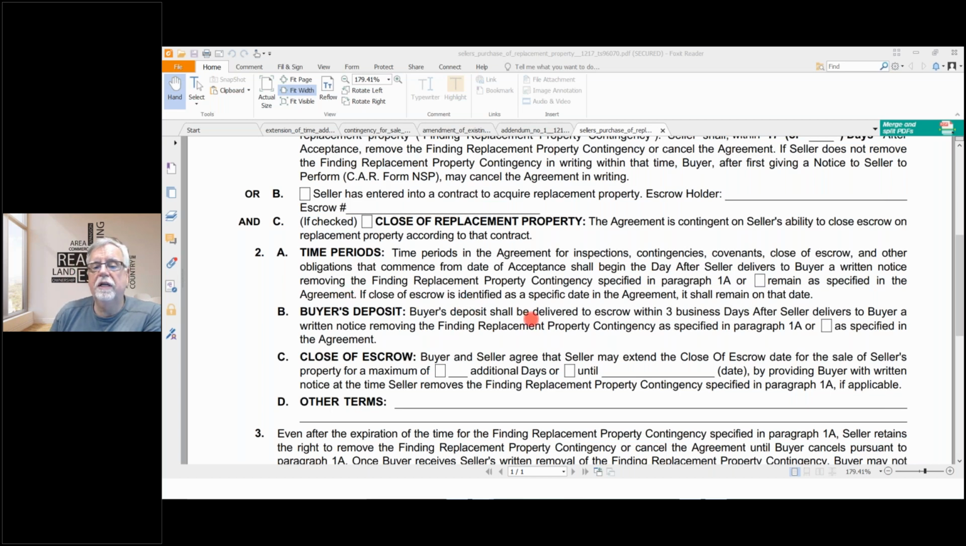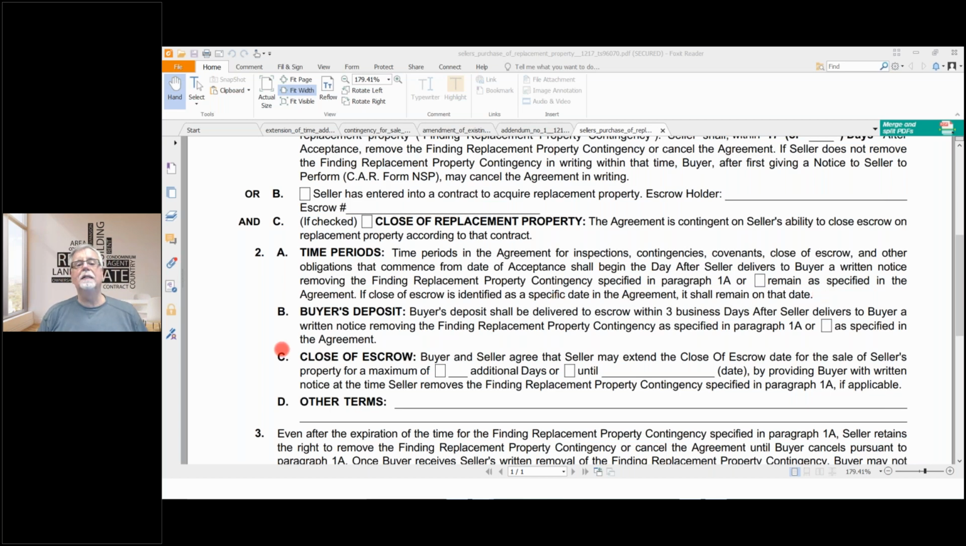If close of escrow is identified as a specific date in the agreement, it should remain on that date. So in other words, if when you're filling out the residential purchase agreement and it says close of escrow and you put in a date, then that's the date. But if you put in within 30 days, as an example, then that time period for within 30 days would not be running from the date of acceptance of the contract. But according to this addendum, the 30 days would begin to run from the date that the seller has removed the finding replacement property contingency.